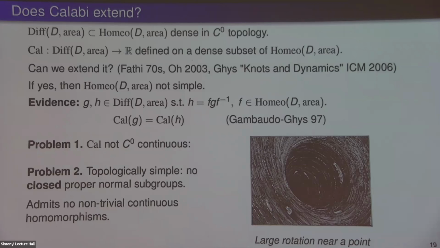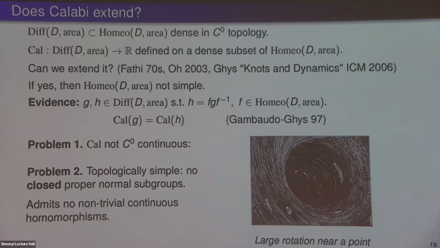More wondering about the poem. Oh, where the photo came from. The first time I saw this photo used to explain the C0 discontinuity of Calabi was when Etienne used it in his Bourbaki talk. But it's a perfect fit.